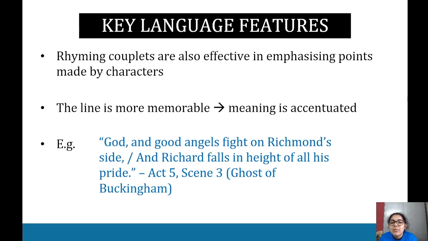Now, remember, rhyming couplets are also effective in emphasizing points that are made by characters. So it makes the line more memorable, it makes the meaning become more accentuated. So, for instance, in Act 5, Scene 5, the ghost of Buckingham, Richard's kind of BFF, goes, "God and good angels fight on Richmond's side, and Richard falls in height of all his pride." I think it's such a good quote. Like, it really does paint Shakespeare's inherent prejudice towards Richard and Richmond. And this is where you can bring in that context and talk about why that is important. Why is Shakespeare doing this for his Elizabethan audiences?